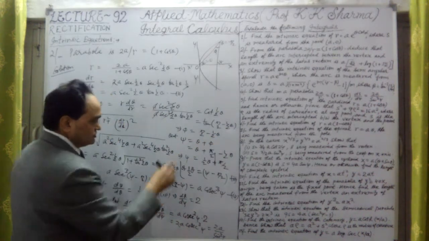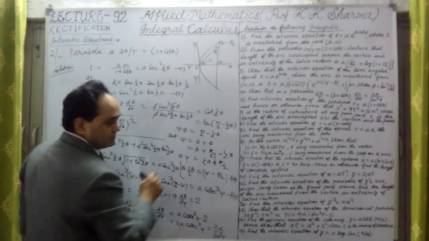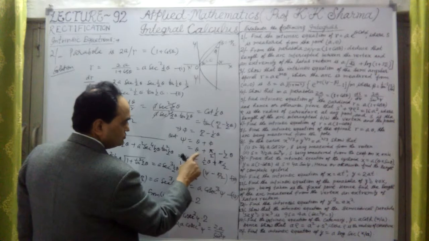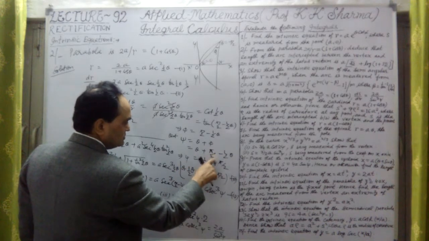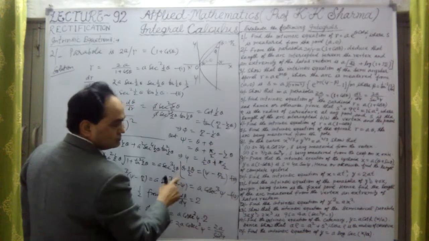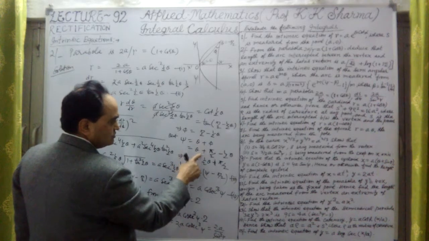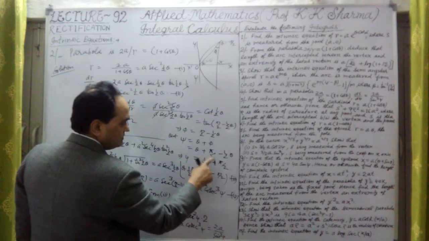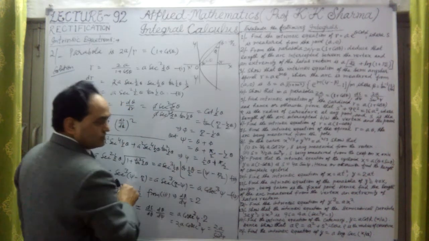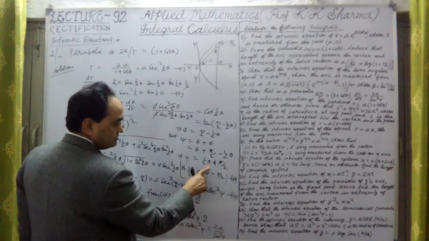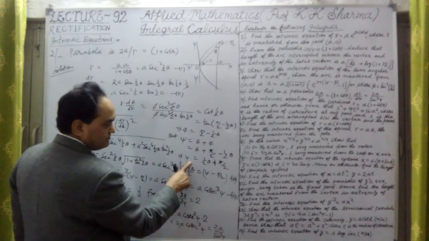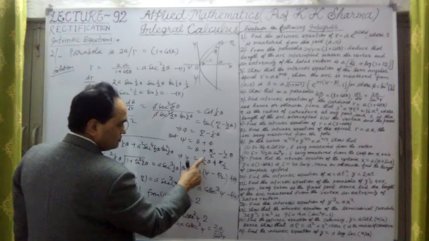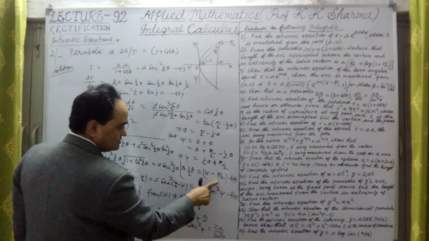Now we know that psi equals theta plus phi. Substituting this value of phi here, this is pi by 2 minus theta by 2 plus theta. So theta minus theta by 2 is theta by 2, plus pi by 2, is equal to psi. Therefore theta by 2 is equal to psi minus pi by 2.